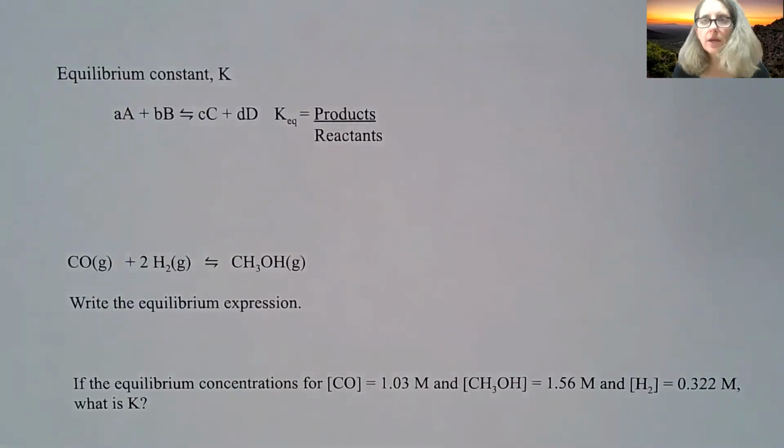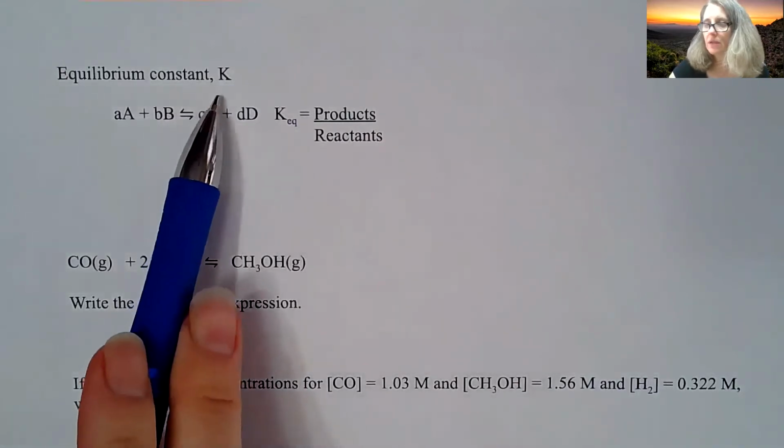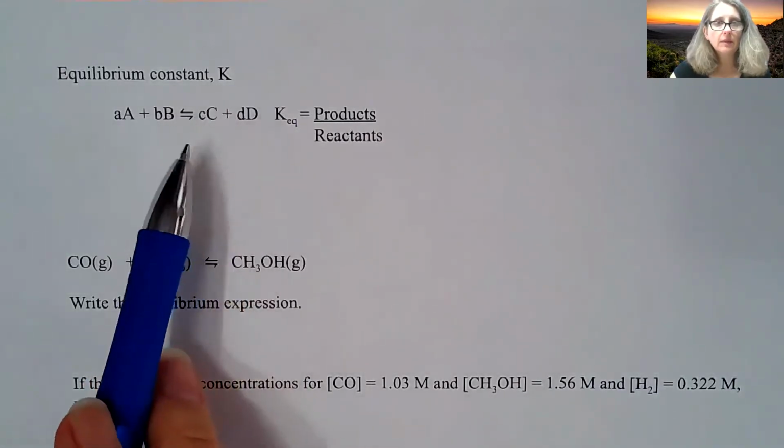So this is still chapter 15. What we're going to talk about is something called K, and finding out which way the reaction tends to go. Does it go more forward or does it go reverse? And this is how we're going to figure that out. It's going to be a capital K that we're going to be talking about.